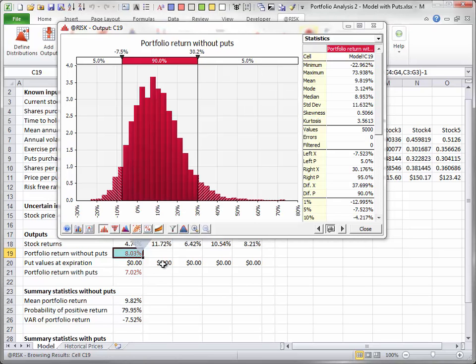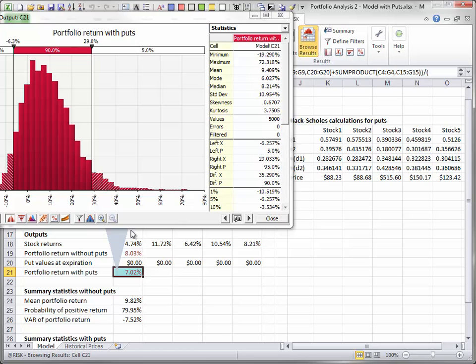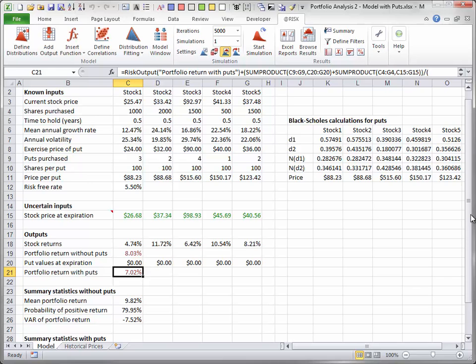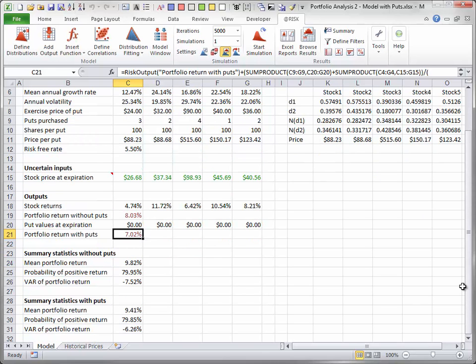There is the histogram without puts. There's the histogram with puts. There is still about a 20% chance of a negative return. And the VAR is only slightly less negative with puts. In fact, the upside potential is slightly less with the puts. Of course, these results are for the particular puts entered in rows 8 and 9. Perhaps the investor can manipulate these to get more desirable results.